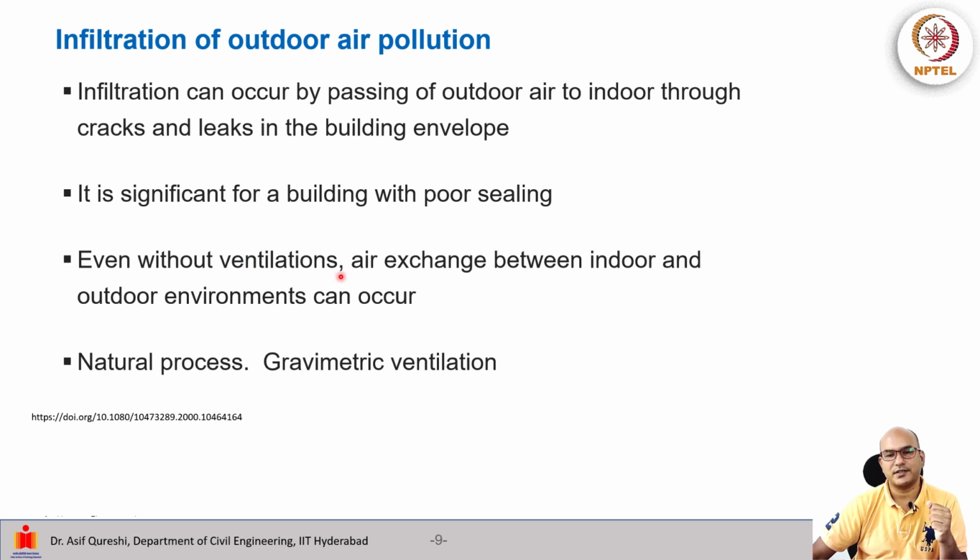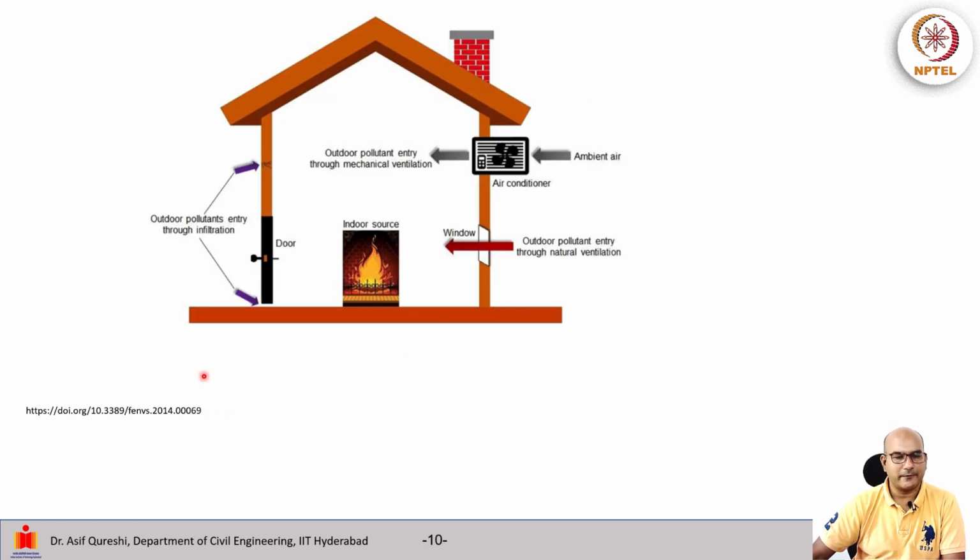So even without ventilation, air exchange between indoor and outdoor environments can occur. This can be through natural processes or gravimetric, so sort of size density based ventilation. Here we have an example figure on how the air can actually come in. This is sort of a schematic of a house or a portion of a house.